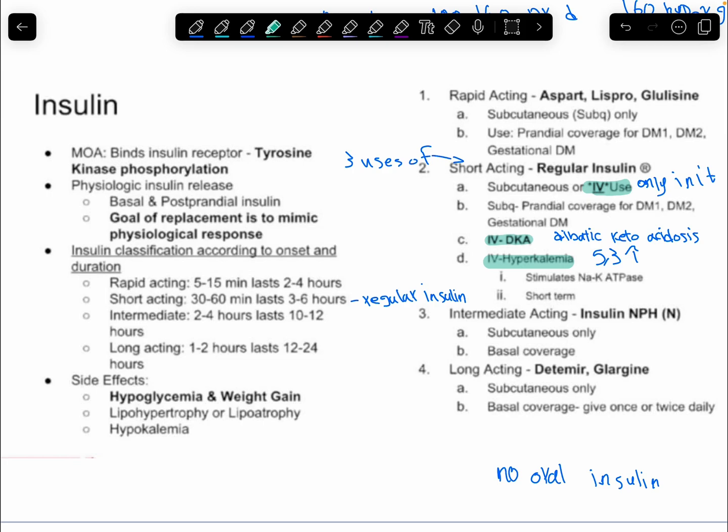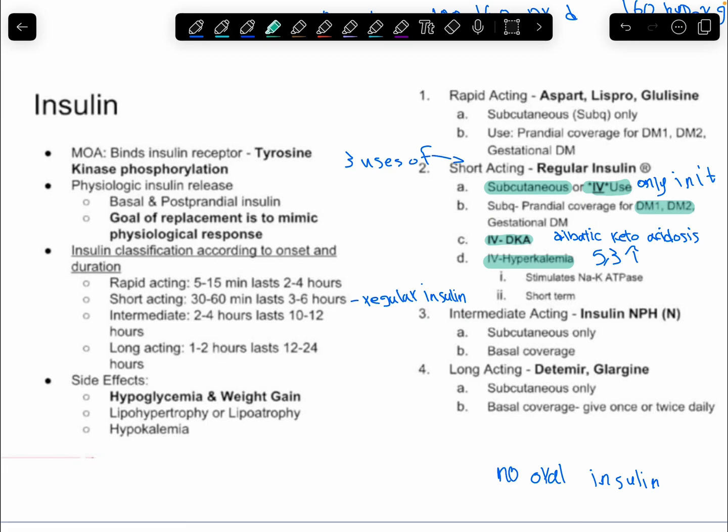And you know where there is a medical emergency, what is going on? Okay, so regular insulin is used IV, and where there is an emergency, we use IV. If you remember, in the very first lecture in general pharmacology, I told you the route of emergency is IV.